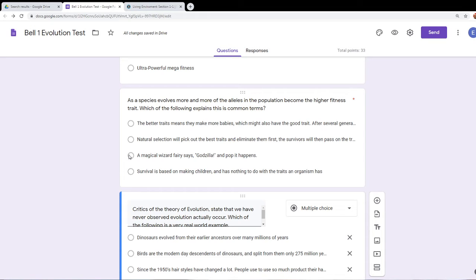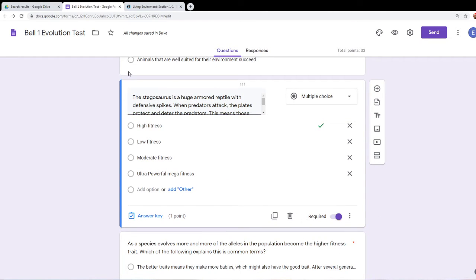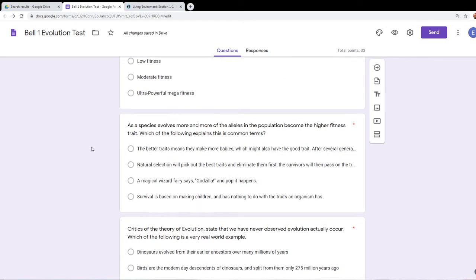Was it a magical wizard fairy that says Godzilla, pop, and it happens? Or that survival is based on making children and nothing to do with the traits that the organism has? Sorry, it's bouncing all over the place. So, which one explains this idea of the population becoming higher fitness in common terms? The better traits mean more babies, which might have the trait, which increases the chance. That natural selection eliminates the best traits, so the survivors pass on the unsuccessful ones, Godzilla Pop, or that survival is based on children and has nothing to do with the traits the organism has.